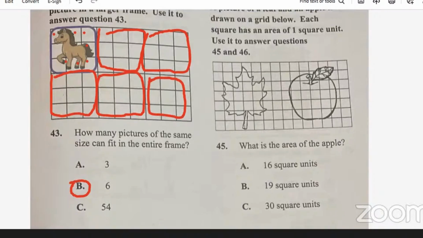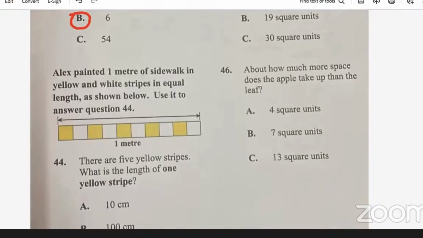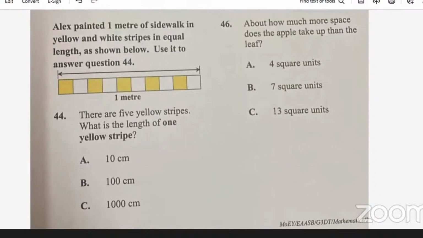Question 44. Alex painted 1 meter of sidewalk in yellow and white stripes in equal lengths as shown below. Use it to answer question 44. All right, so there are 5 yellow stripes. What is the length of 1 yellow stripe? Okay, so 1 meter would be equal to, if you divide it into 10 parts, then what would 1 part be?